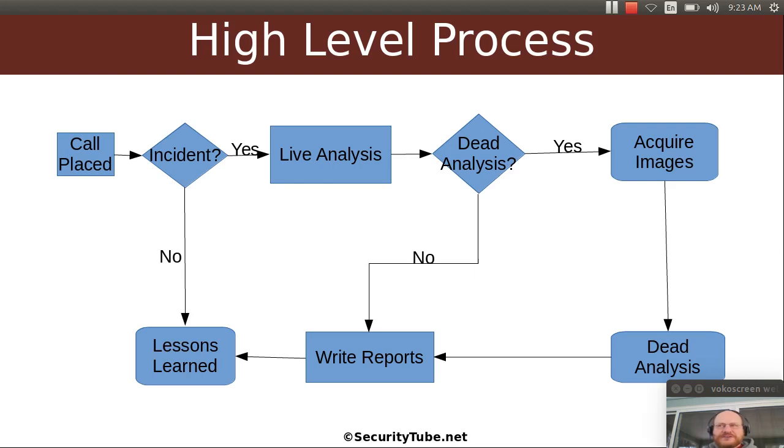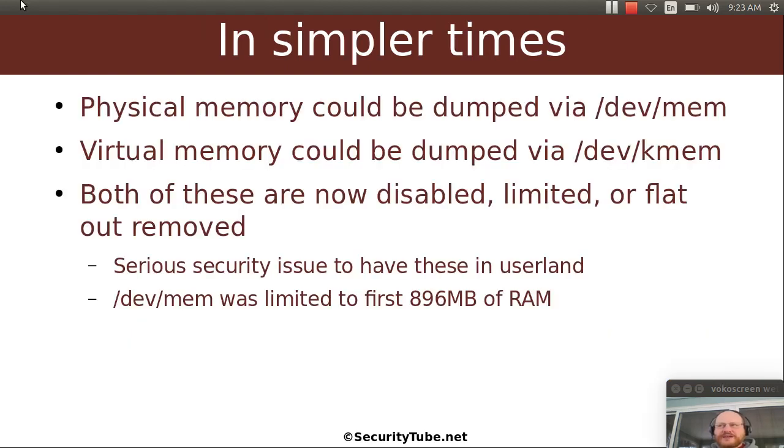Back in the old days, in the simpler times, if you will, it was easy in Linux to dump memory. There was a device called devmem that could be used to just dump every bit of memory. And there was another device called devkmem, which would dump virtual kernel memory. Why did these go away? These went away because they were a huge security hole.